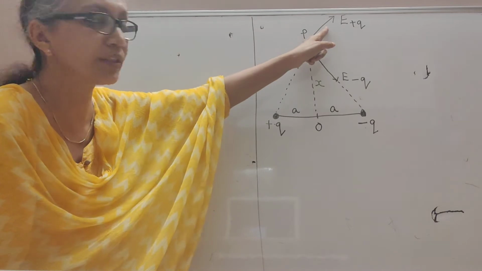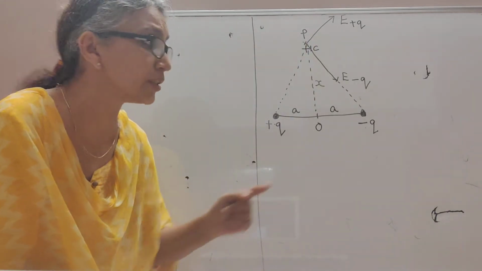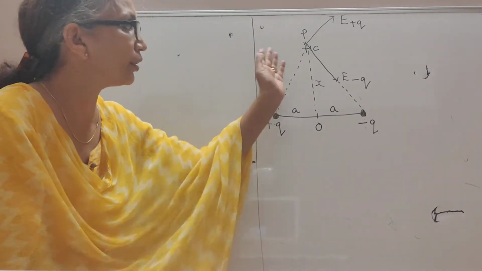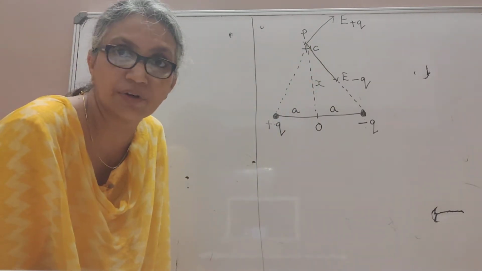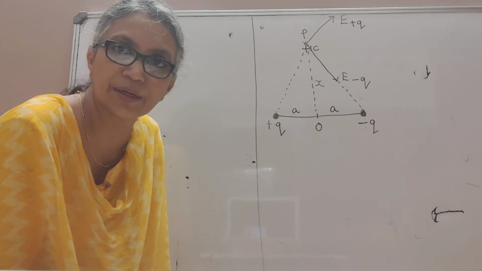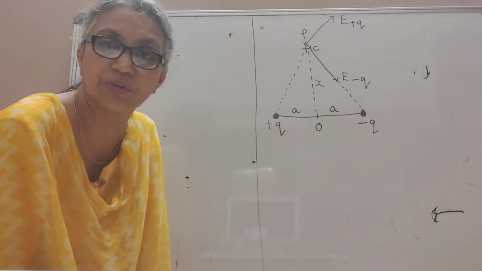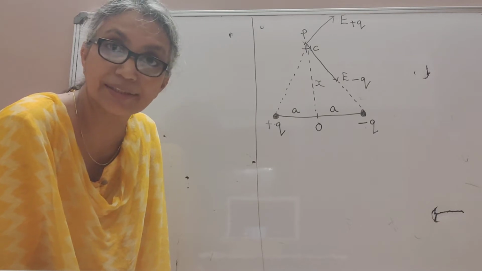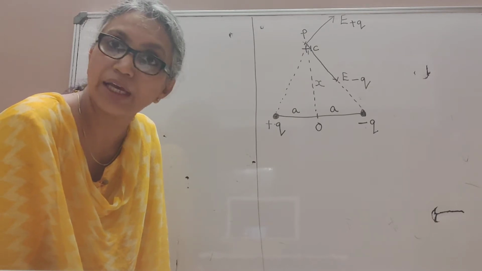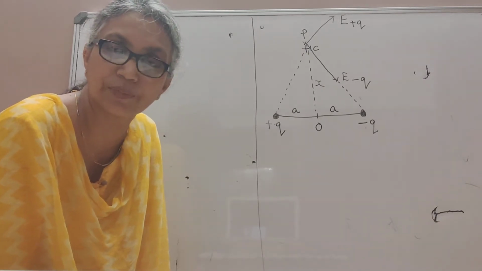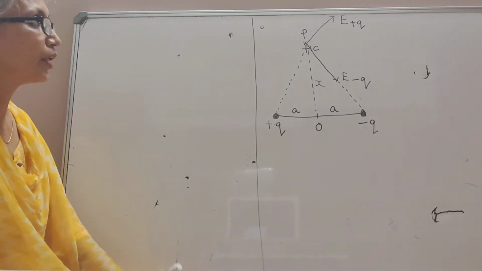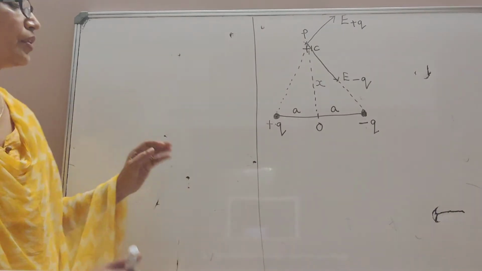You can resolve this E plus Q into two components, E minus Q also into two components, then add the horizontal components and add the vertical components. I hope you remember resolving that too. We have done it in class 11. When you resolve a vector, the adjacent side will be the cos theta term and the opposite side will be the sin theta term. So now I am going to resolve E plus Q into two components.